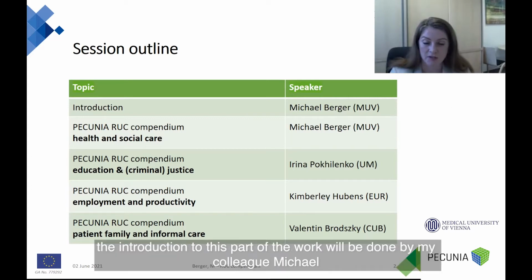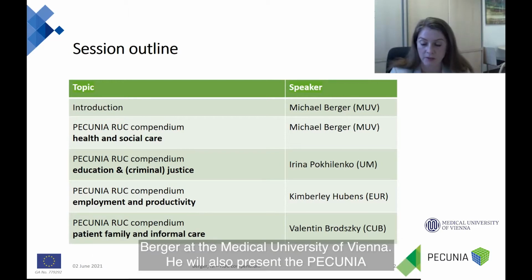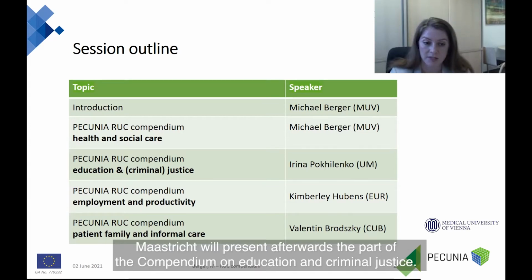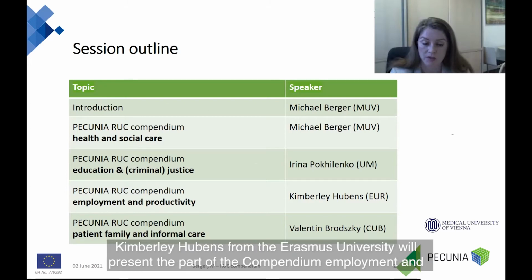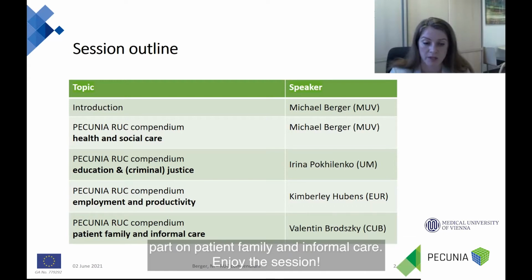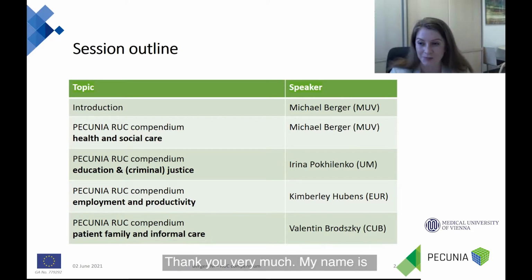So the first presentation, the introduction to this part of the work, will be done by my colleague Michael Berger at the Medical University of Vienna. He will also present the PECUNIA RUC Compendium part on health and social care. Irina Pochilenko from the University of Maastricht will present afterwards the part of the compendium on education and criminal justice. Kimberly Hubens from the Erasmus University will present the part of the compendium on employment and productivity, and Valentin Brodsky from the Corvinus University Budapest will present the part on patient, family, and informal care. Enjoy the session. Thank you very much.